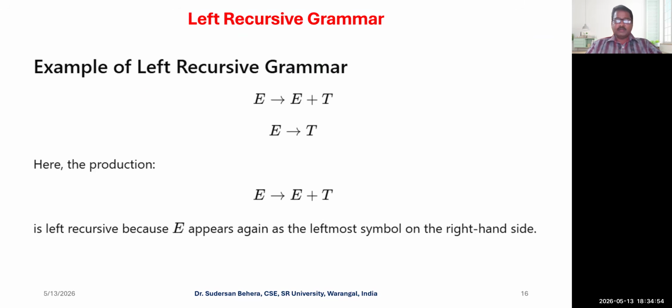That is E derives E plus T. It is left recursive because E appears again at the leftmost symbol of the right hand side of the production. But the second one is not left recursive. Anyhow, if there are two, three, five or ten productions of a grammar, and a single production contains left recursion, the entire grammar becomes left recursive. The entire grammar can be called left recursive. So that is why it is essential to remove left recursion from the grammar.